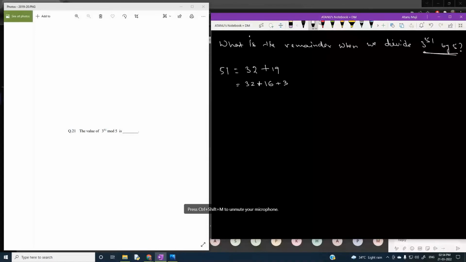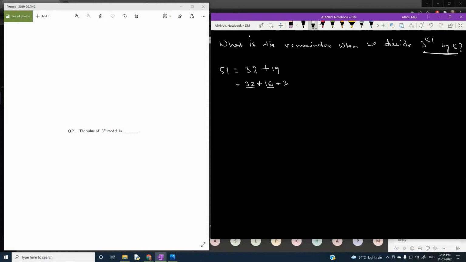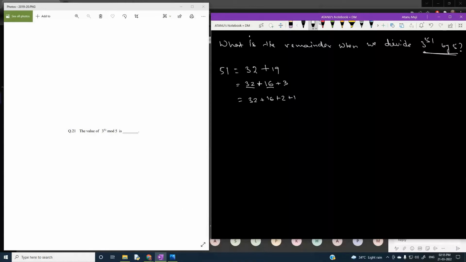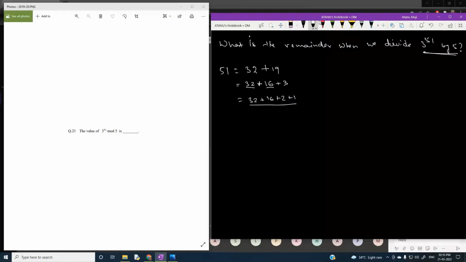So now you can see 32 and 16, these two are some power of 2, but 3 is not. So we have to find a number which is a 2 power nearest to 3, and that number is 2 itself. So I can write this as 32 plus 16 plus 2, and extra should be 1. And you know that 1 is also a power of 2 because 2 power 0 is 1. So I have written this power 51 as the summation of powers of 2. So we are getting one such expression.